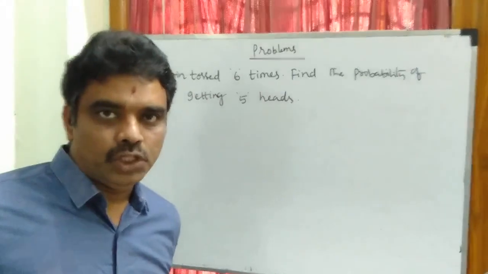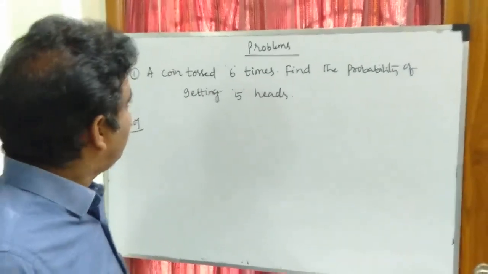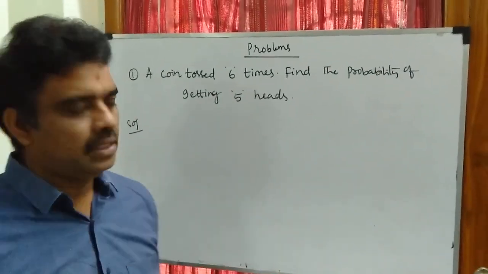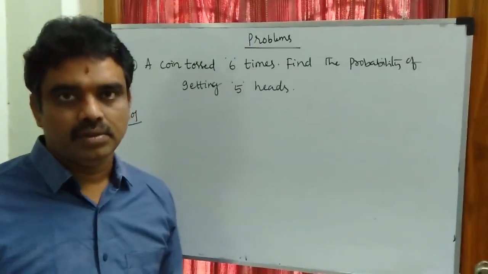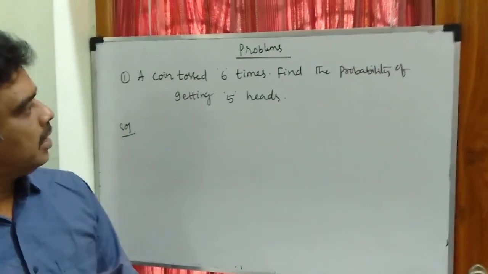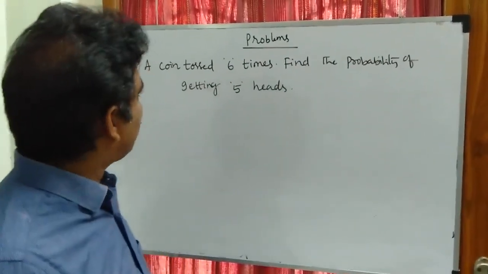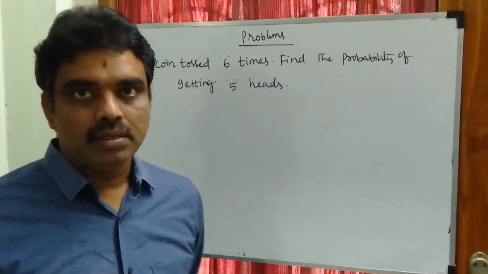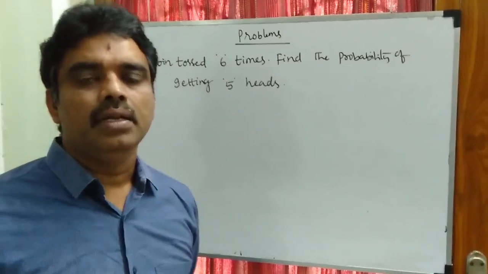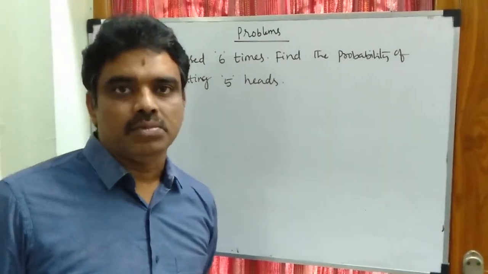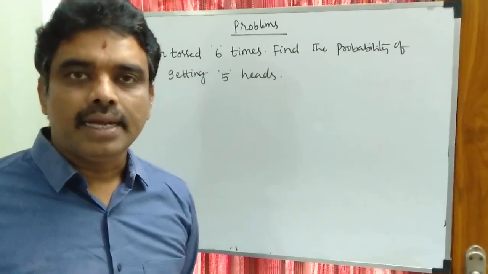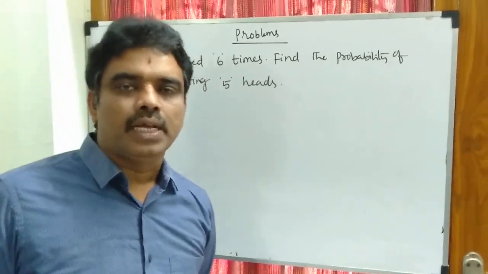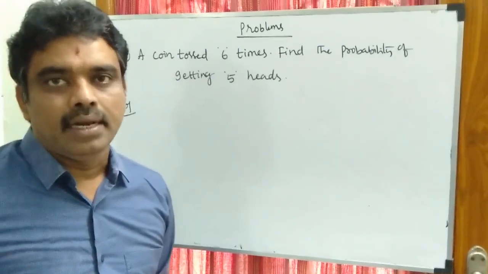Problems in binomial distribution. If a coin is tossed 6 times, find the probability of getting 5 heads. So here you can assume that the experiment is a Bernoulli experiment, because in tossing of a coin there are exactly 2 outcomes: getting head and getting tail. It's 2 outcomes, so we can assume that it is a Bernoulli trial.